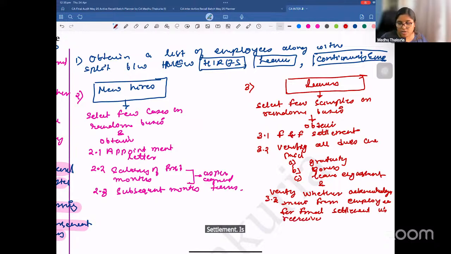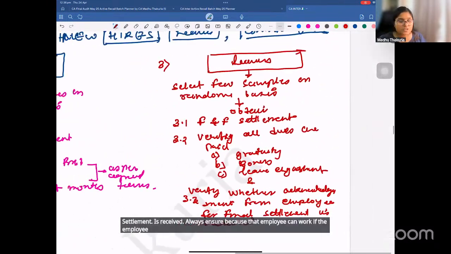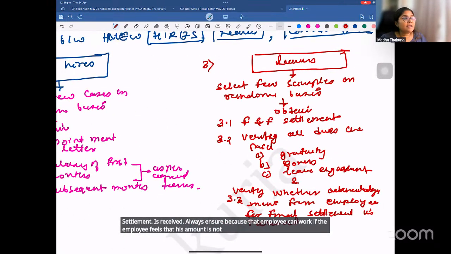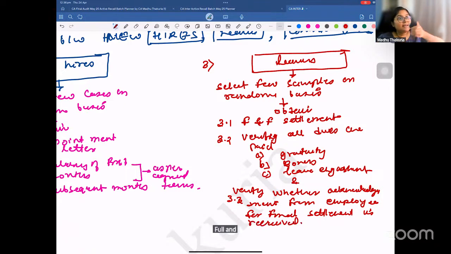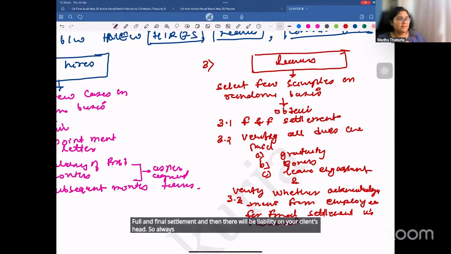Always ensure this, because what if the employee feels that his amount is not paid in full? Then he will go to court. He can file a case against you, against your client, that they have not paid the full and final settlement, and then there will be liability on your client's head. So always make sure, verify whether they have given an acknowledgement in the mail that the full and final settlement has been received.